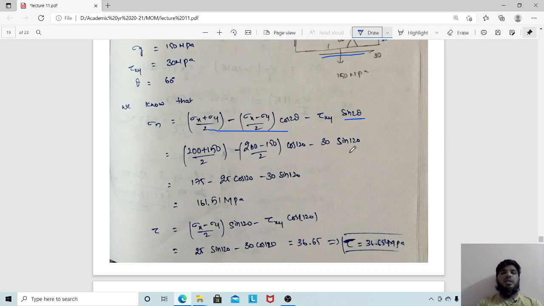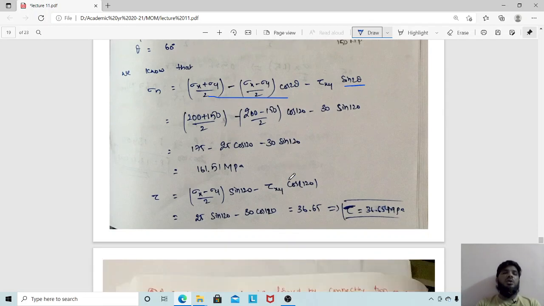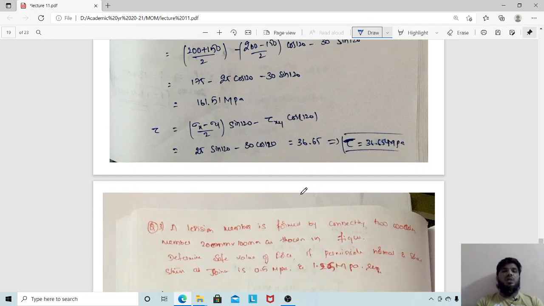So 30 sin 120, 175 minus 25, 25 cos 120, 30 sin 120. So you will get this value. Similarly, tau is equal to (sigma x minus sigma y) by 2 sin 2 theta. Here, if it is cos, here it is sin. Once you have sin here, this will be cos: tau xy cos 120. So substitute this and you will get the value.